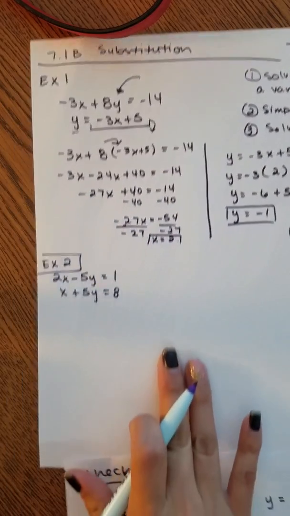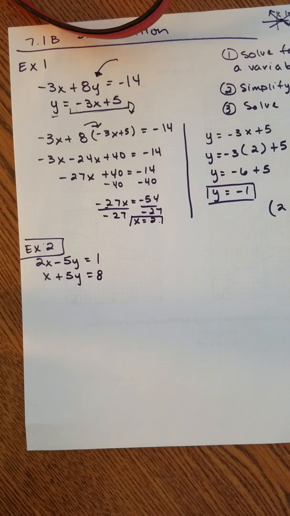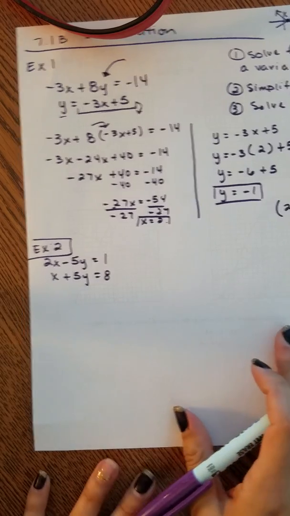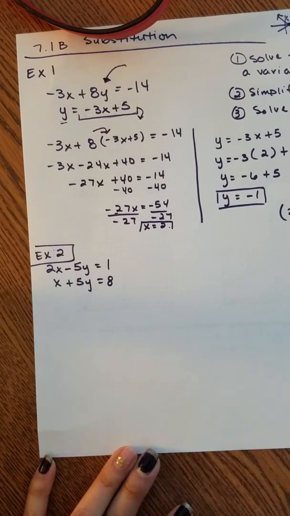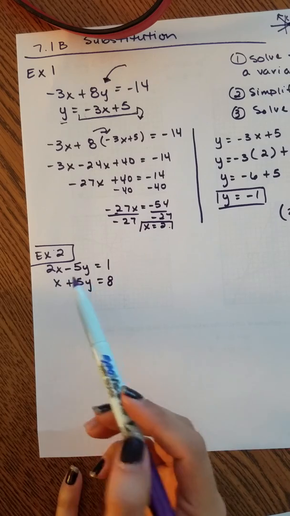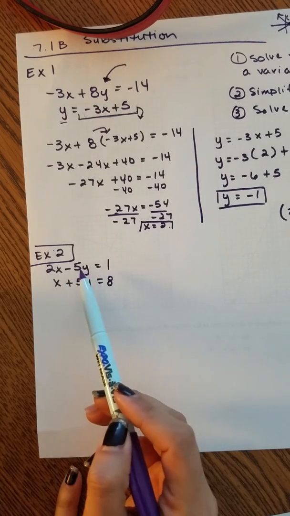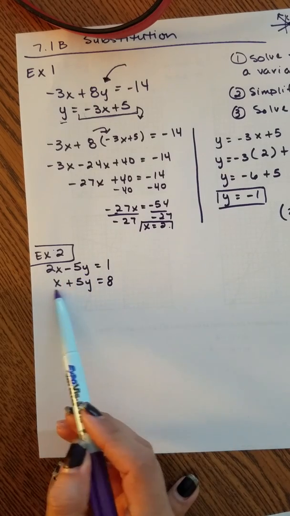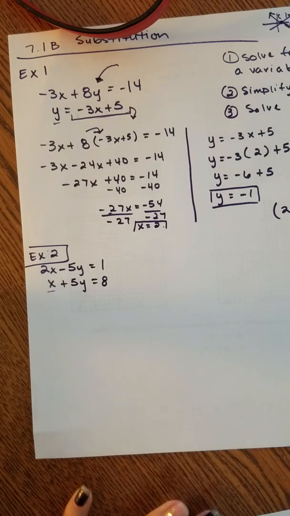Okay, this is our next example here. We have 2x minus 5y is equal to 1 and x plus 5y is equal to 8. So first step, you have to solve for a variable. You can solve for either x or y in either of the equations. It does not matter. Now what I like to do is look for the variable that's by itself, the one that doesn't have a coefficient. So both of these variables have coefficients in the first one. Here this x is by itself, so that's the one that I want to solve for.